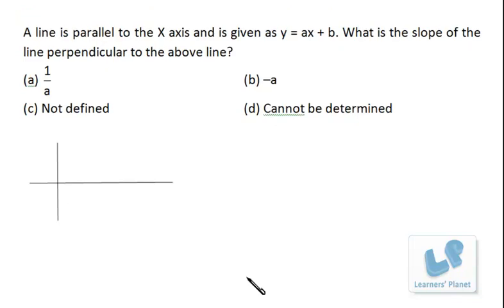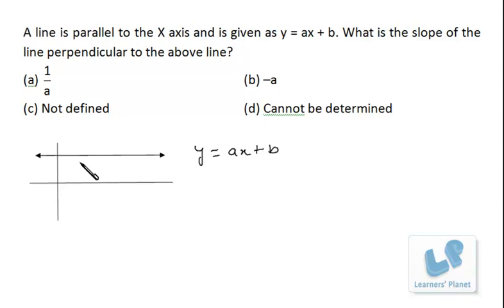Now let's try this problem. A line parallel to the x-axis is given as y is equal to ax plus b. What is the slope of the line perpendicular to the above line? Friends, first of all, the line is parallel to the x-axis. Now we are having this x-axis, and the line parallel to this will be something like this. Now this line is actually ax plus b.